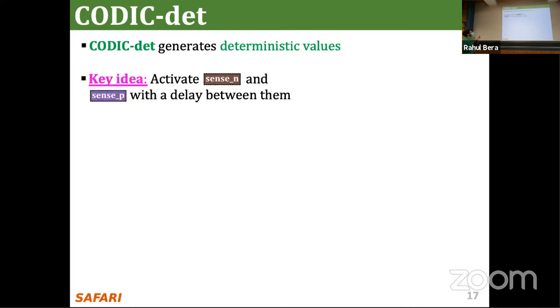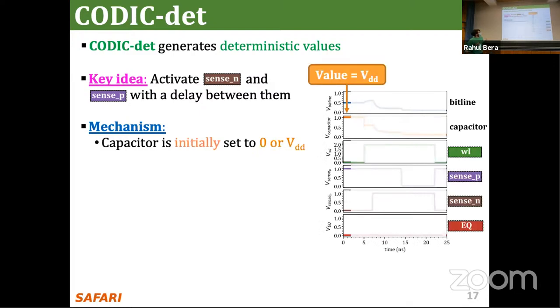Okay, I will explain the next variant that is CODIC-det, that generates deterministic values. The key idea of this variant is to activate the sense N and sense P with a delay between them. And the mechanism is as follows. We have, as before, a capacitor that is initially set to zero or VDD. In this example, we have a value of VDD.